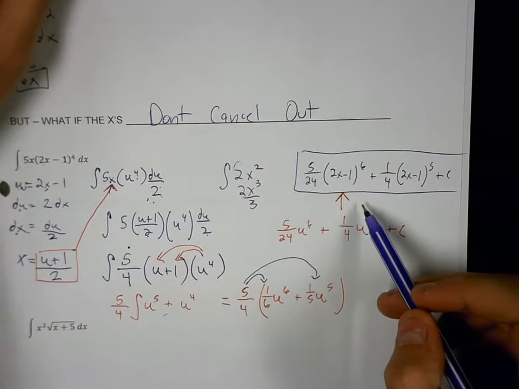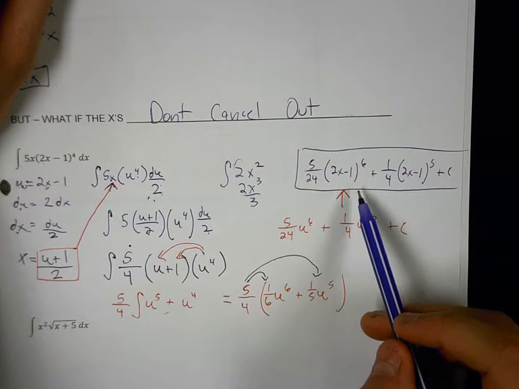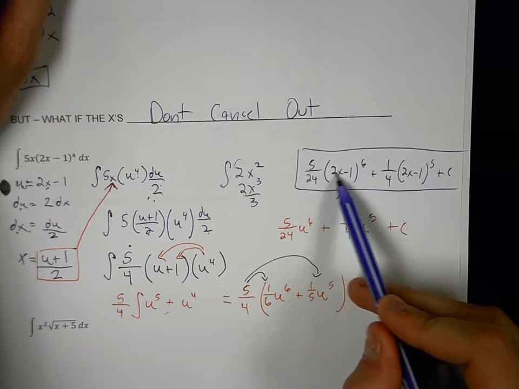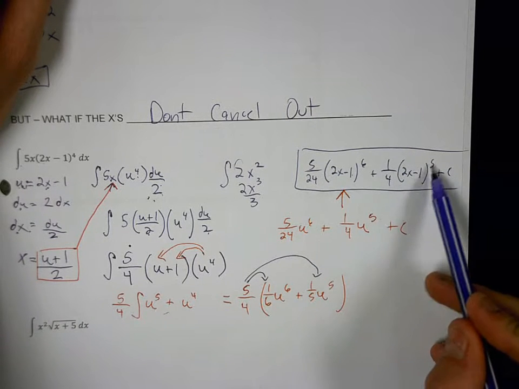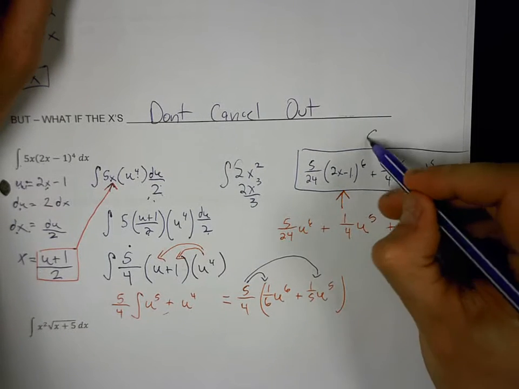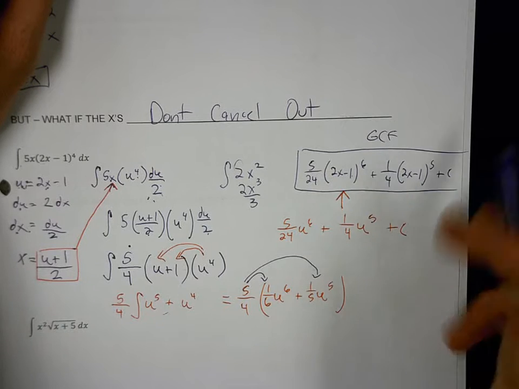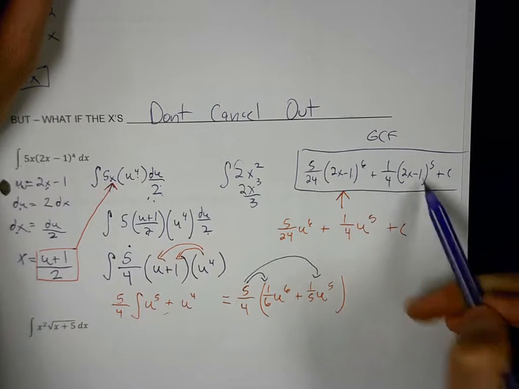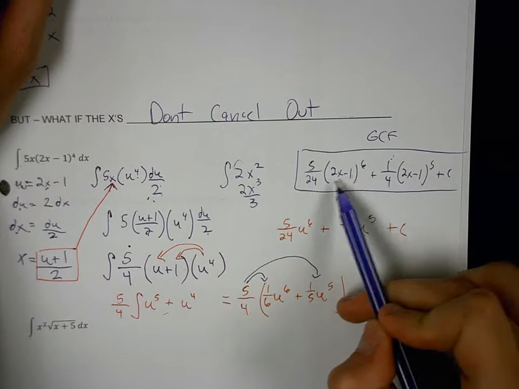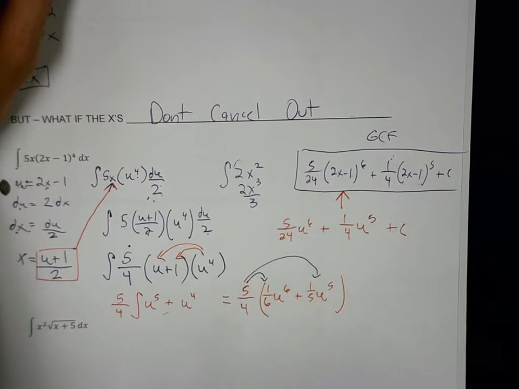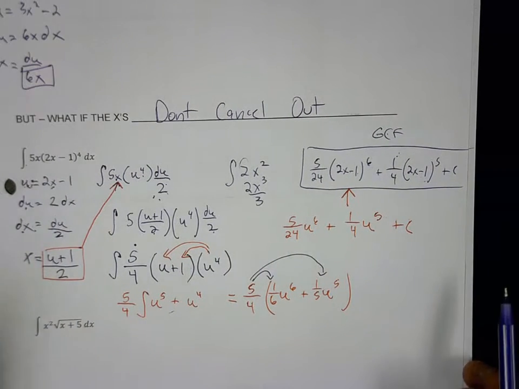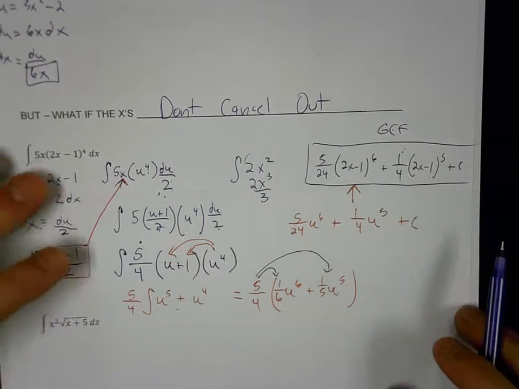Honestly, if you're following very simply, I'll give you an extra challenge step. See how this has 2x minus 1 to the 6th and this has 2x minus 1 to the 5th? You can technically pull out a GCF and simplify this a little bit like we did in the derivative unit. Since I'm not here, I'm not going to show it, but I did show second period, and I want to challenge you, for those who know how to pull out that GCF or remember to do it. Okay?